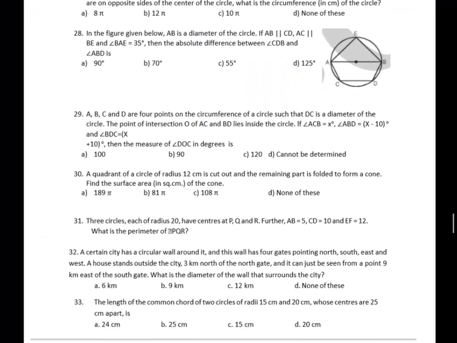Question number 28. In the figure given below, AB is the diameter, so immediately E is 90 degrees. If AB is parallel to CD and AC is parallel to BE, angle BAE is equal to 35 degrees, then find the absolute difference between angle CDB and angle ABD. These are just simple questions actually.